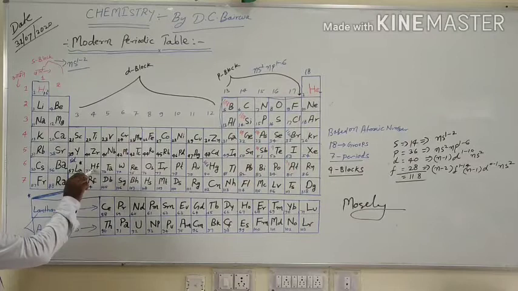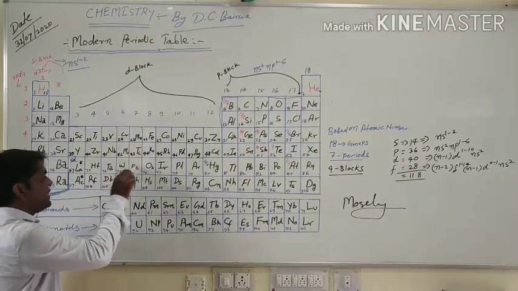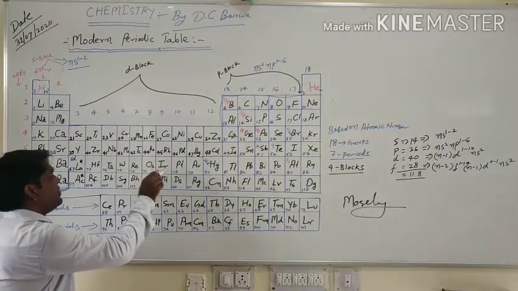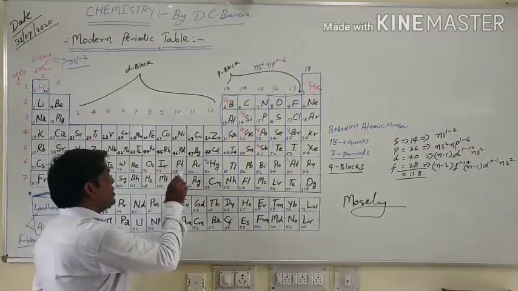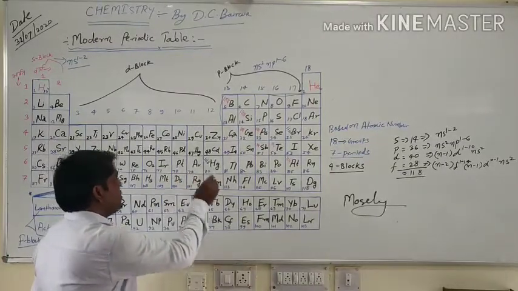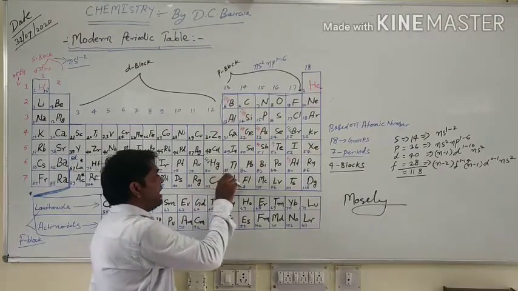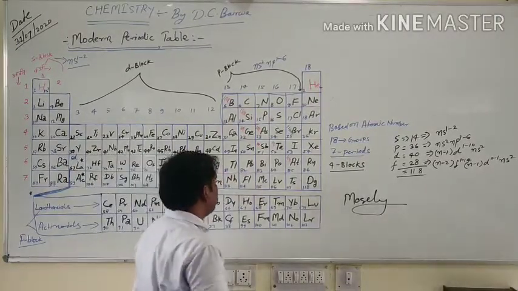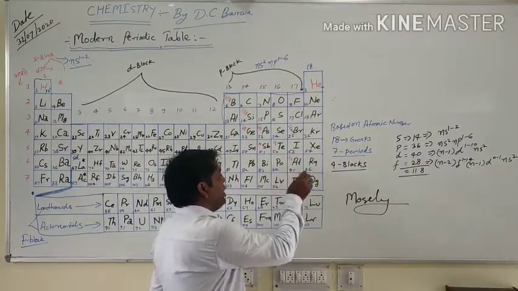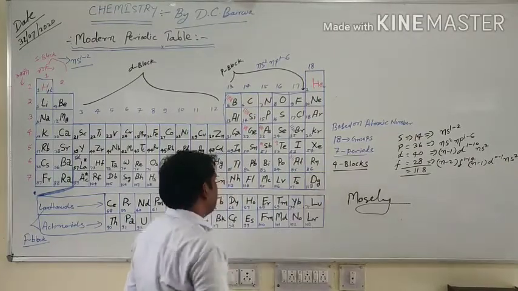72 is hafnium, 73 is tantalum, 74 is tungsten, 75 is rhenium, 76 is osmium, 77 is iridium, 78 is platinum, 79 is aurum, 80 is mercury, 81 is thallium, 82 is lead, 83 is bismuth, 84 is polonium, 85 is astatine, 86 is radon.